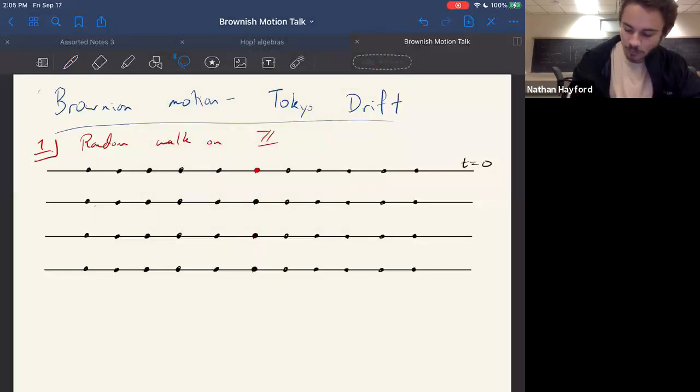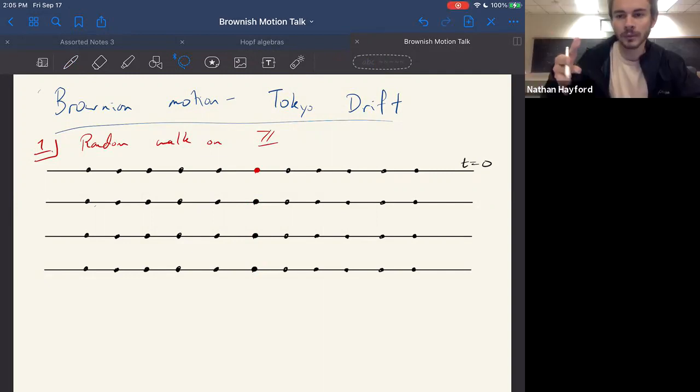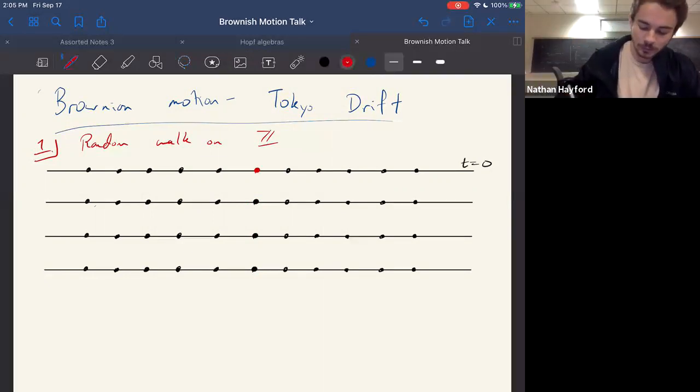And at each time step, at time t equals 0, I flip a coin, and with probability 1/2, I move to the left 1 step, and with probability 1/2, I move to the right 1 step. We're only going to talk about random walks that have equal probabilities in both directions, although we could talk about more complicated things, but just for the simplicity of exposition. So with probability 1/2, I move to the left, plus delta x, and probability 1/2, I move to the right, minus delta x.